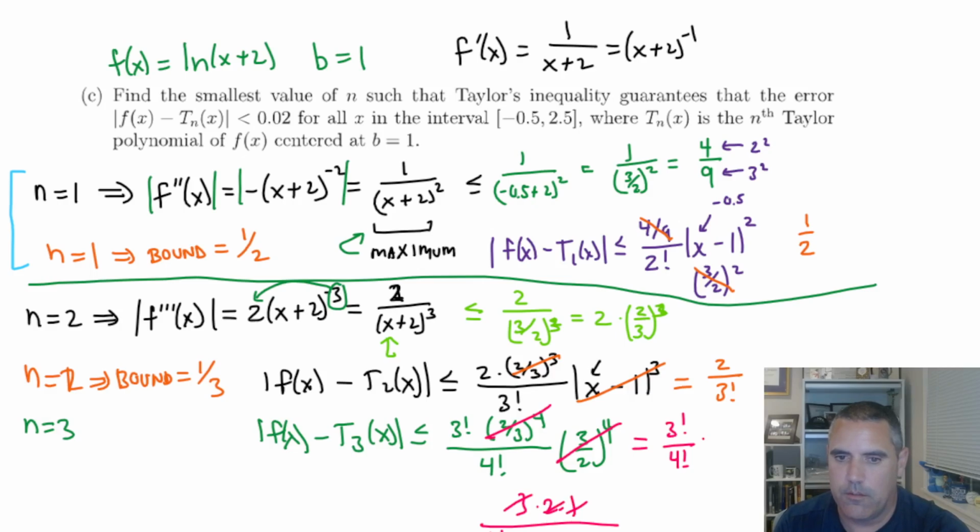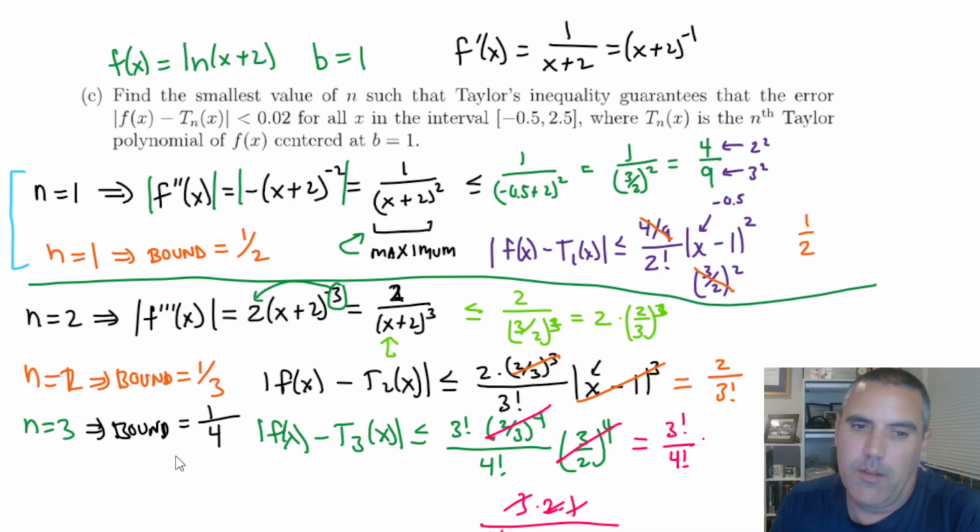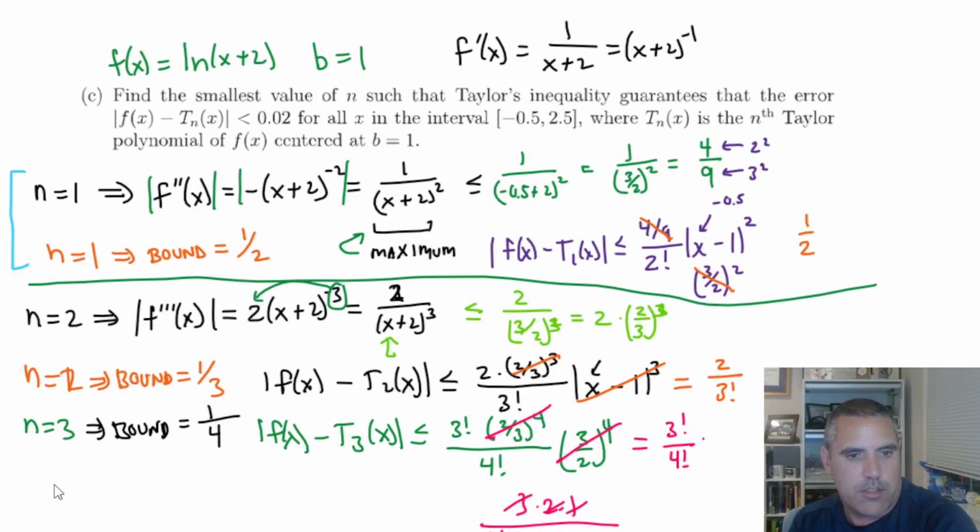So those cancel. So at that moment, I'm like, have we gotten down to 0.02 yet? No, we haven't. But I do know what the pattern is. So that's how these problems are going to go. You're either going to be able to do it in the first few tries, and if you're not able to do it in the first few tries, then you're going to state what the pattern is.